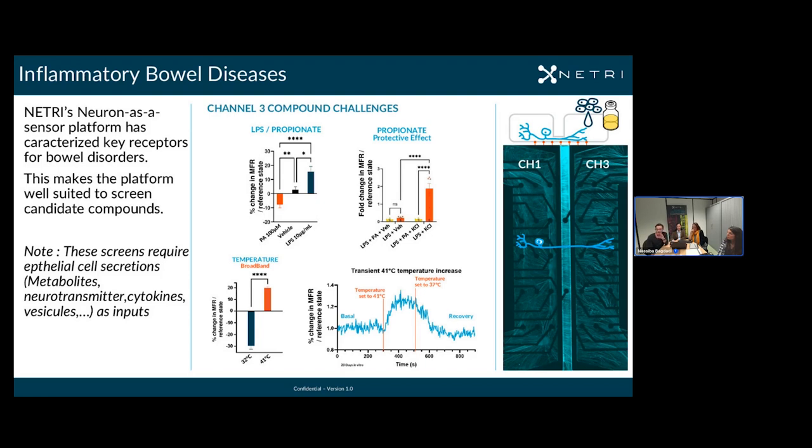Right, so this basically shows that we have a very targeted approach, like we're actually targeting the receptors on the neurites on the right hand side, and basically monitoring the signal going up towards the somas.